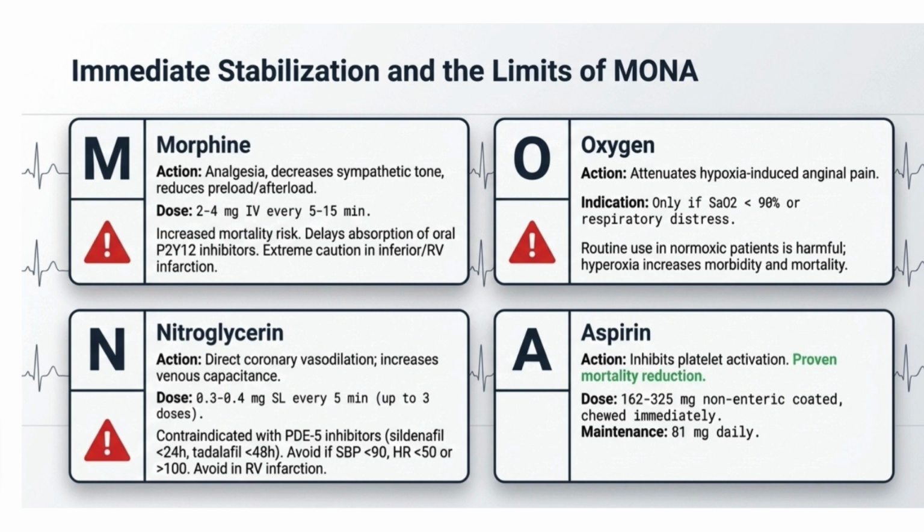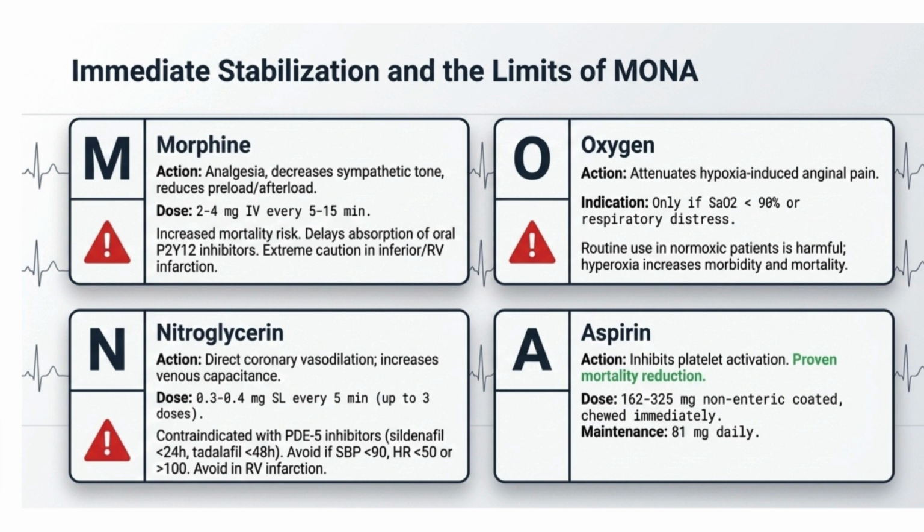Nitroglycerin facilitates direct coronary vasodilation and is highly effective in relieving acute chest pain or severe cardiogenic pulmonary edema by increasing venous capacitance. Give a sublingual tablet or spray at a dose of 0.3 to 0.4 mg every 5 minutes for up to 3 total doses. If pain persists after the very first dose, patients should go to the emergency.